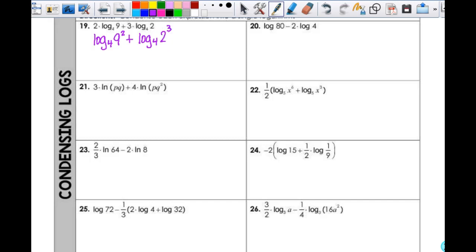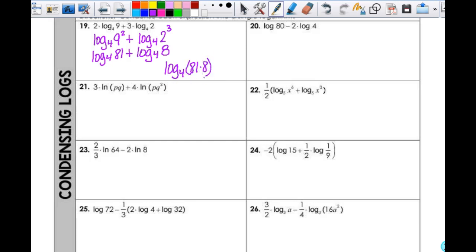Okay, so then this becomes log base 4. 9 squared is 81, plus log base 4. What's 2 cubed? 8. 2 times 2 is 4, times 2 is 8. Okay. Everybody with me? So then I have this as addition, right? So instead, if I want a single log, this can become log base 4 of 81 times 8.